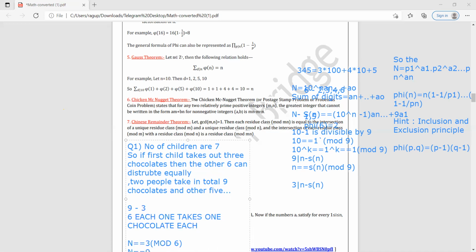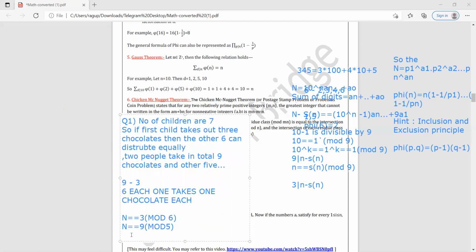Similarly, we can write n is congruent to 9 mod 5, because 9 chocolates would be taken, so n minus 9 is divisible by 5. Now if you notice, n is 9 mod 5 basically means that n is congruent to 4 mod 5. The question asked is to find the minimum number of chocolates required to satisfy these conditions. So n is 3 mod 6 and n is 4 mod 5.